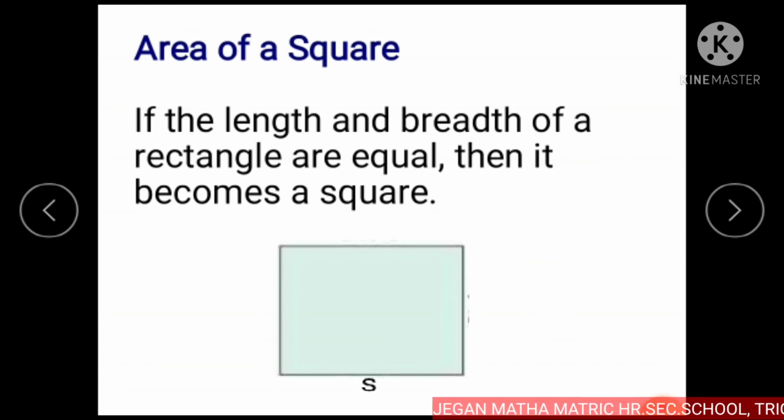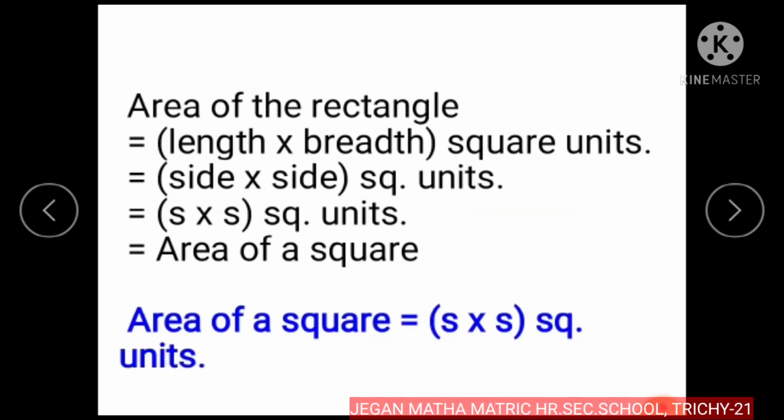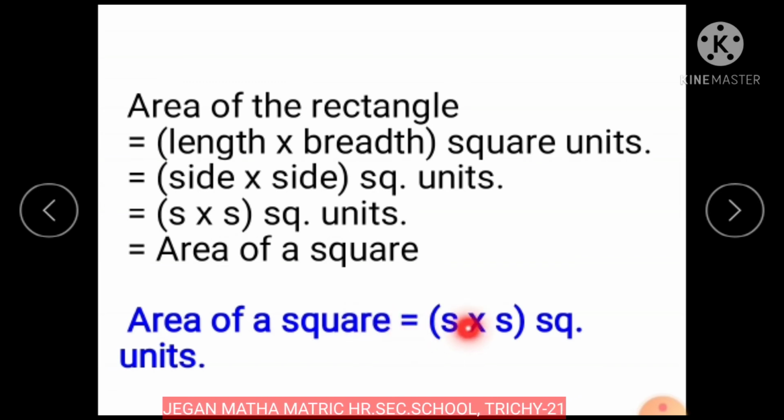Area of a square. If the length and breadth of a rectangle are equal, then it becomes square. Area of rectangle equal to length into breadth square units equal to side into side square units equal to S into S square units equal to area of a square. Therefore, area of a square equal to side into side square units.